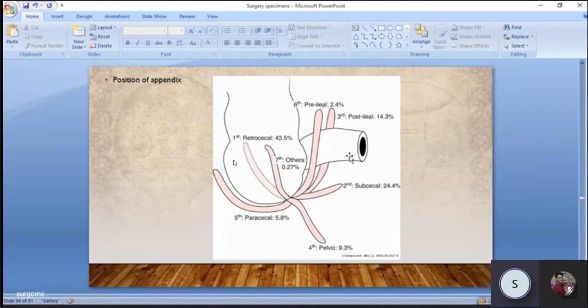Now the position which is most common is retrocecal, then second subcecal, then third postileal, and for each position, if the patient has retrocecal appendicitis, the patient may have some specific signs of appendicitis. You should know.